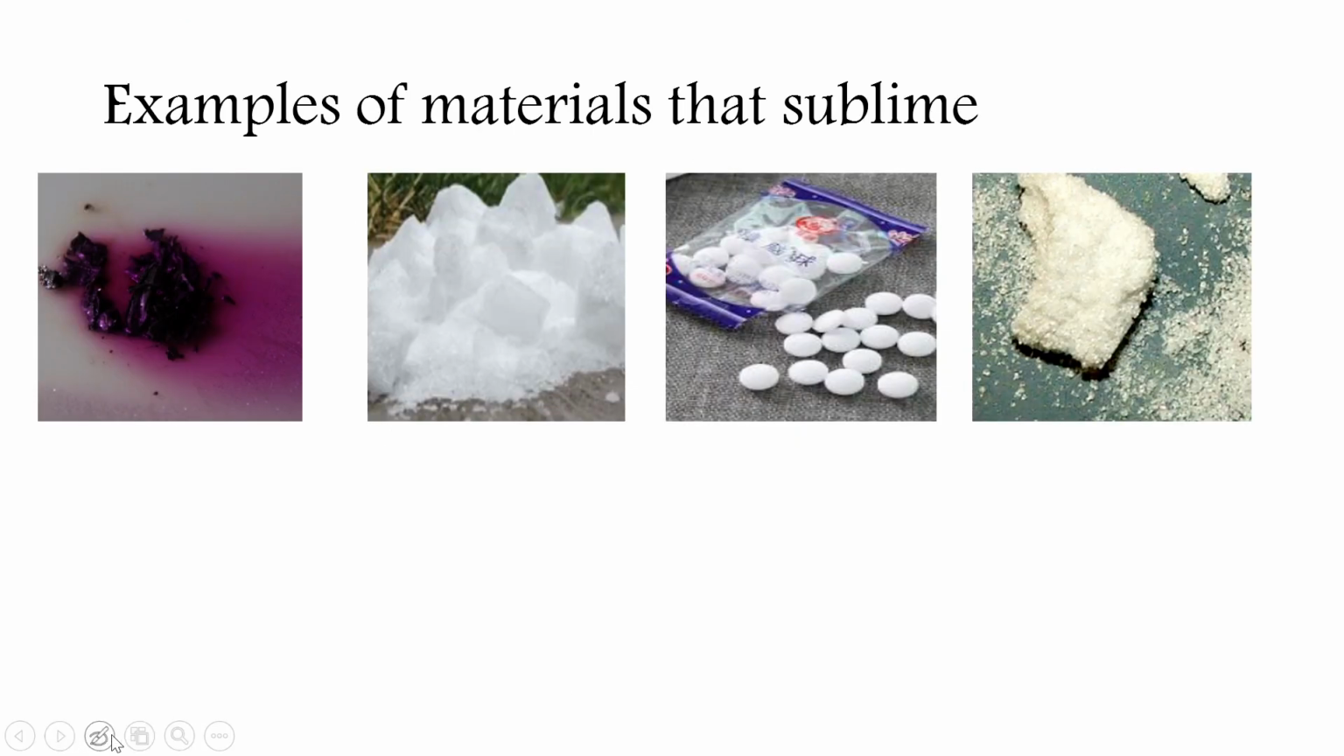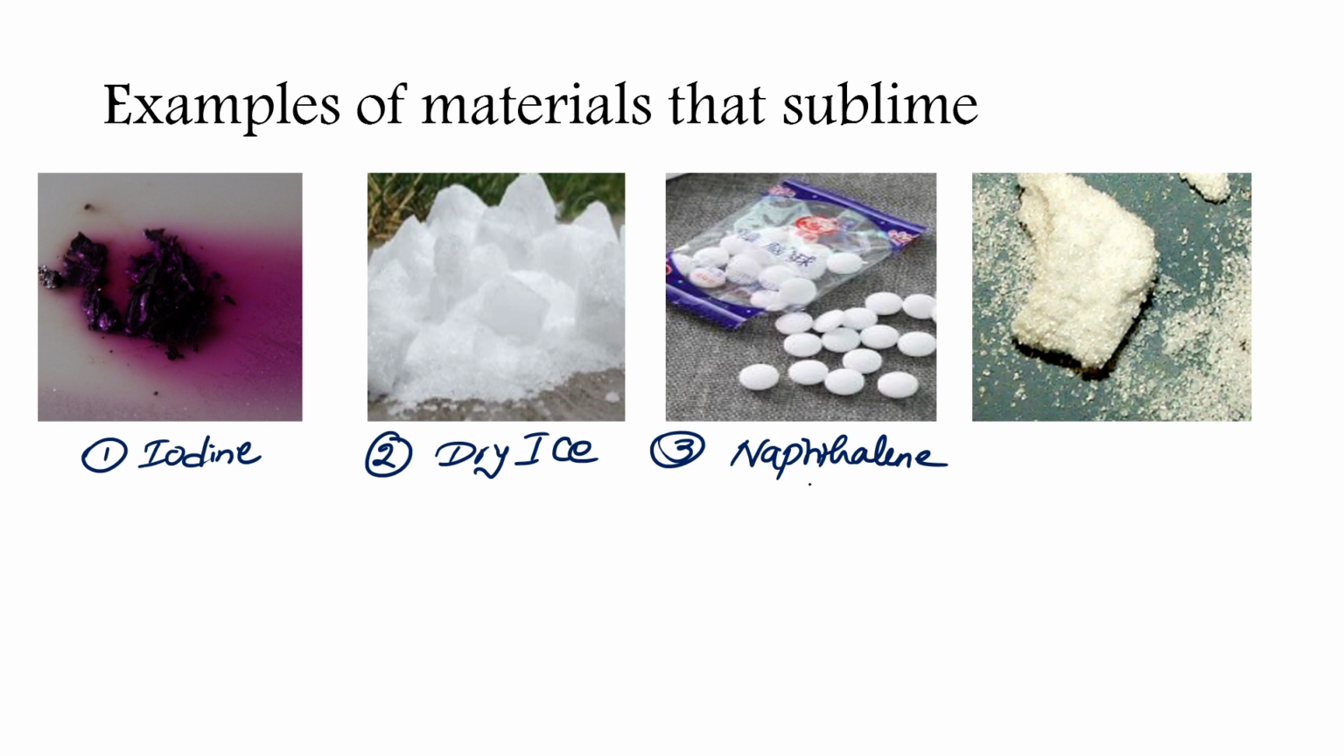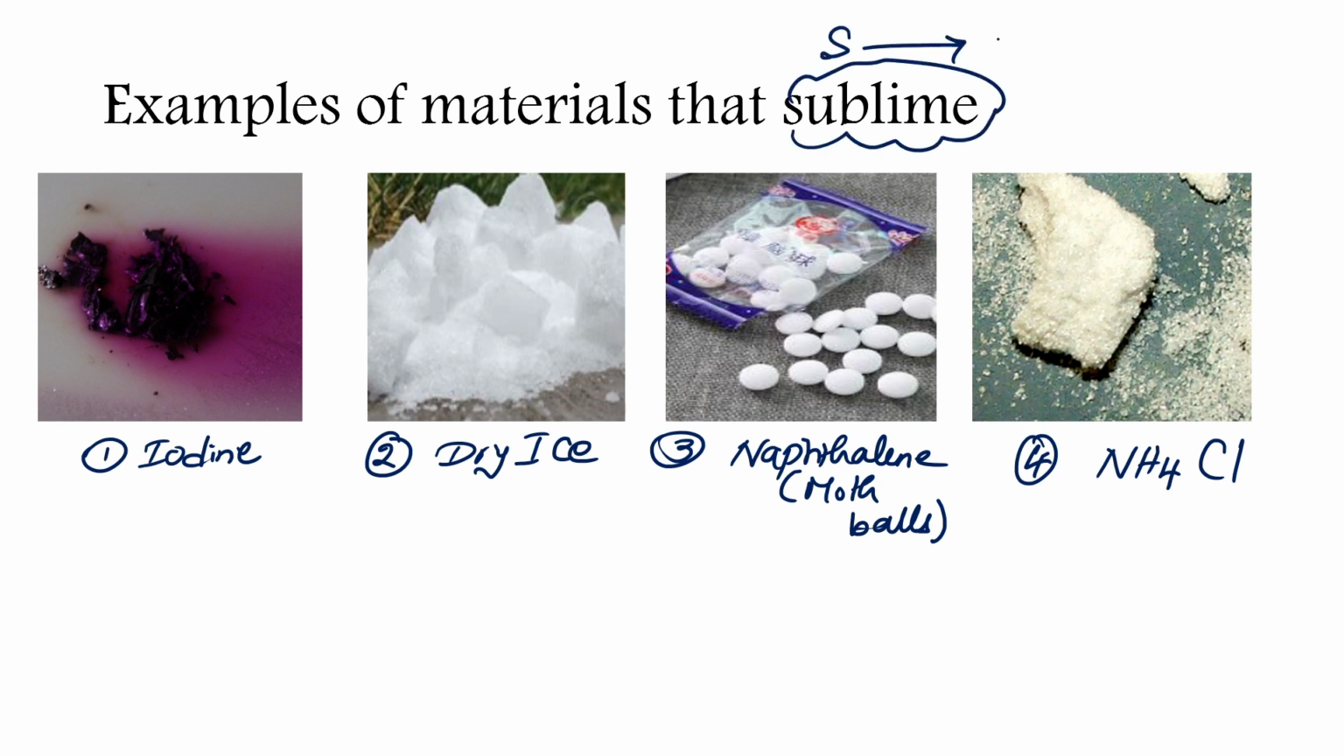Examples of some materials that sublime. The first example here is iodine. Iodine is an element used in pharmaceuticals and disinfectants. The second example is dry ice, and dry ice is the solid form of carbon dioxide. The third example is naphthalene, or we call it mothballs. The fourth example is ammonium chloride, and it's used in fertilizers. So, materials that sublime change from the solid state to the gaseous state without passing through the liquid state.